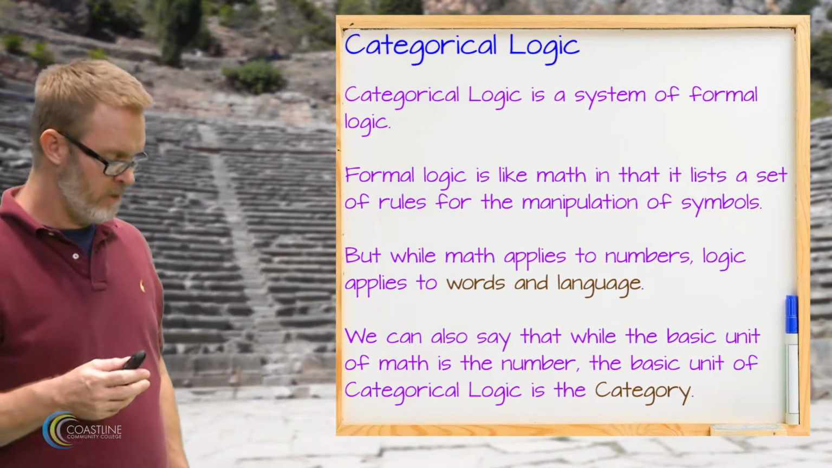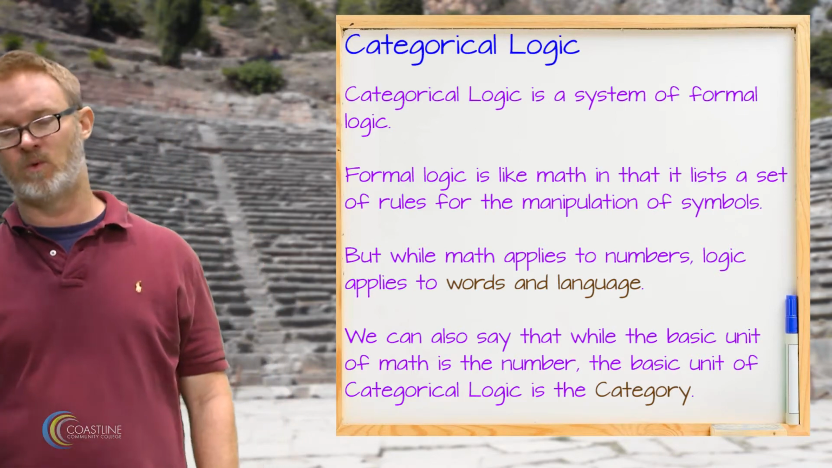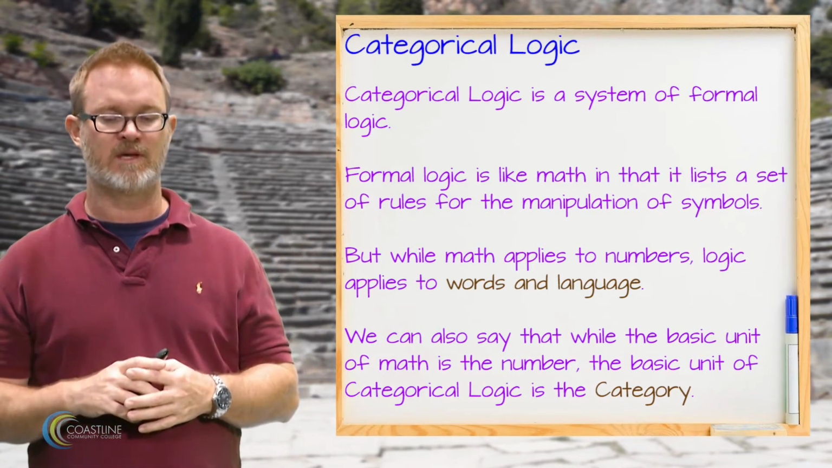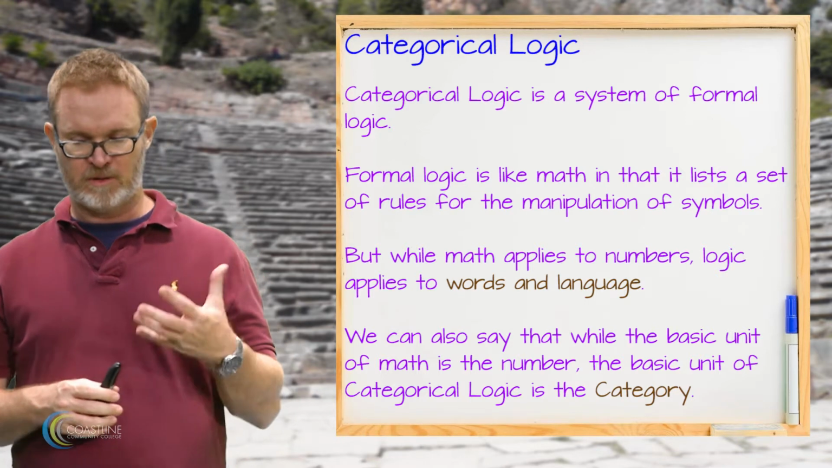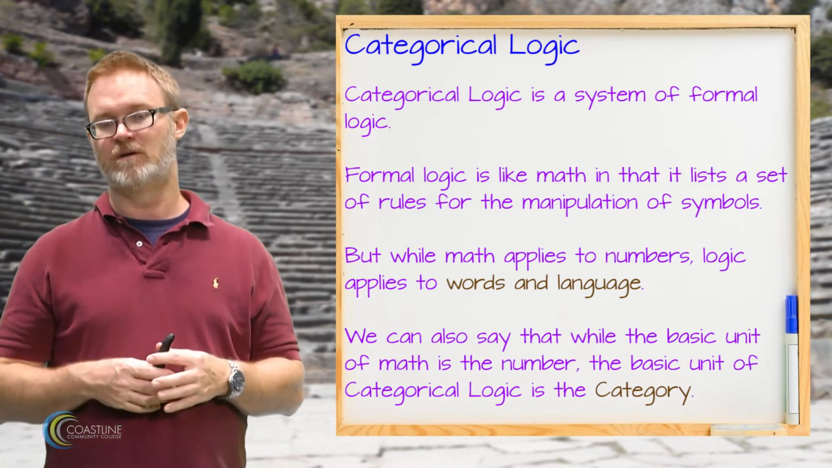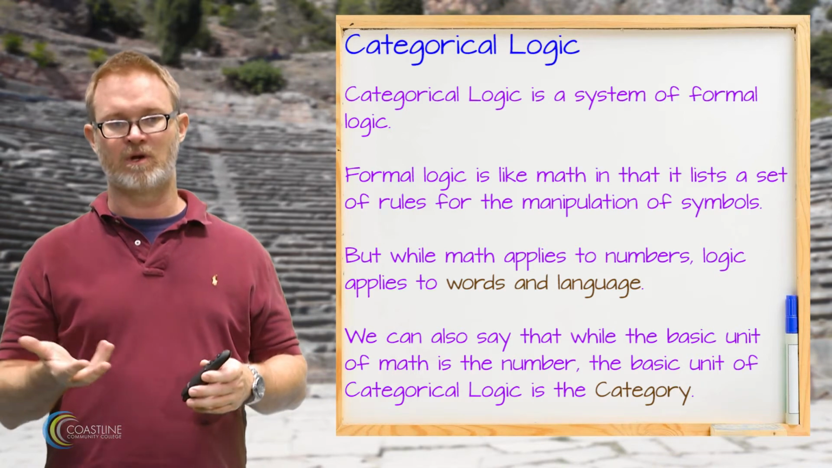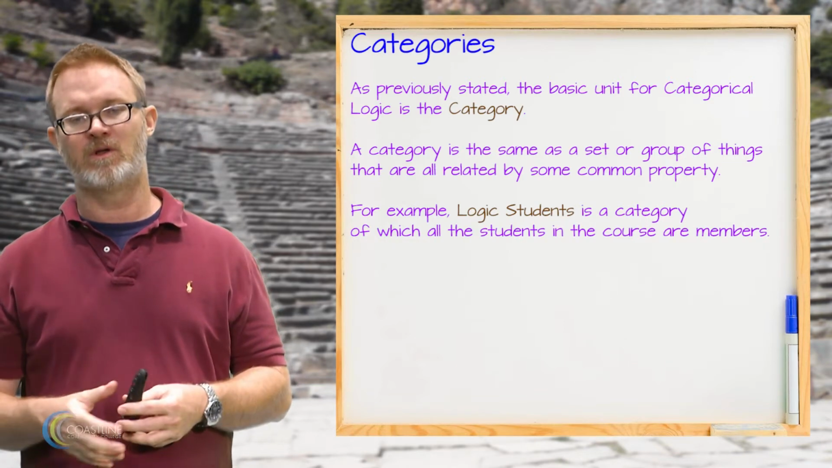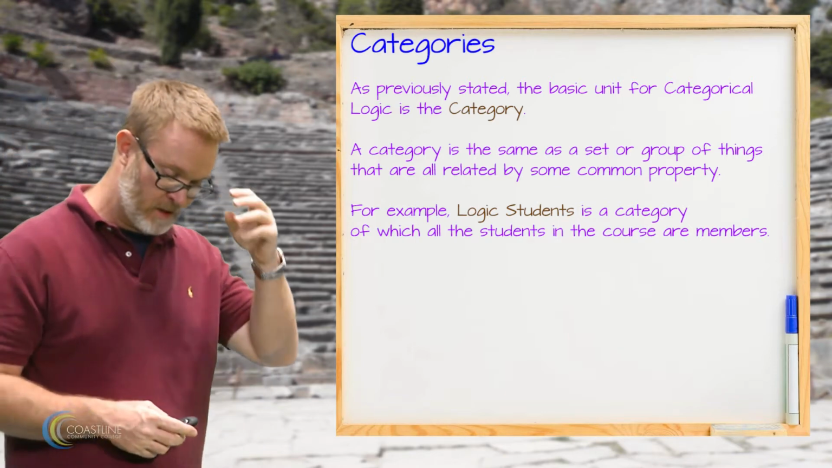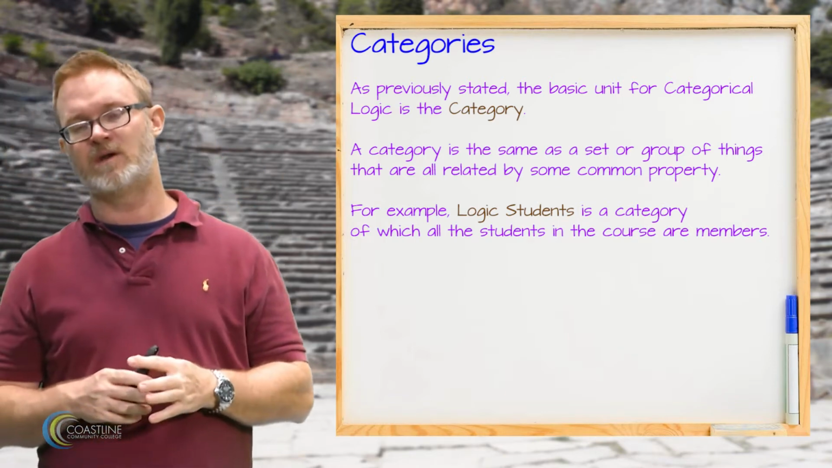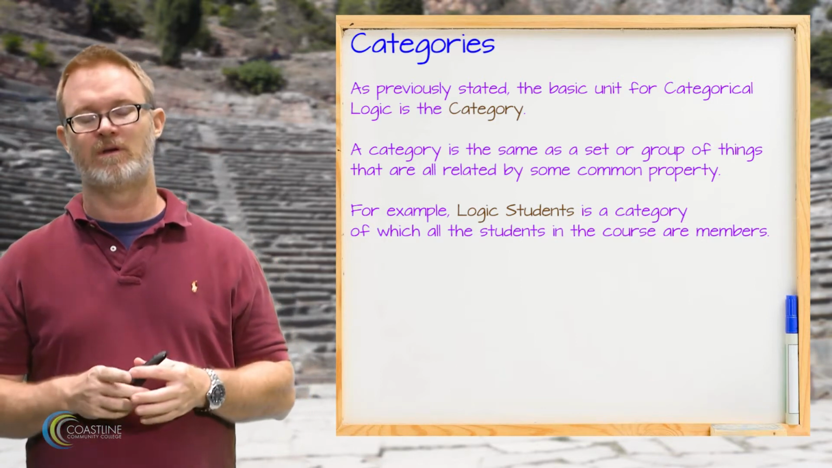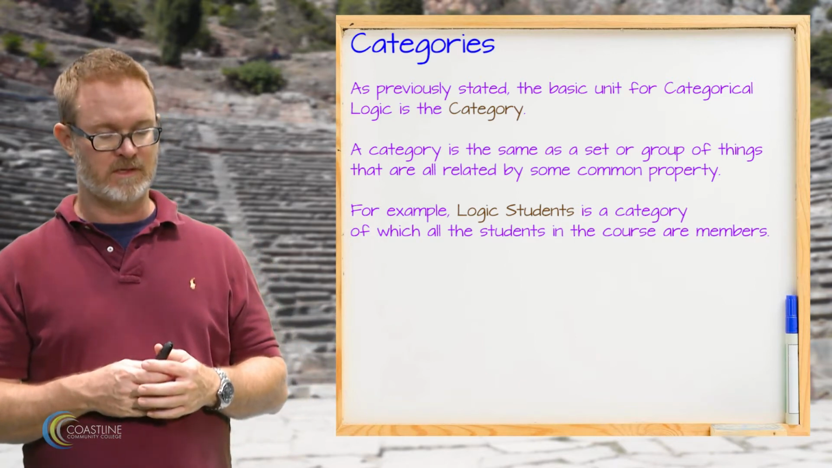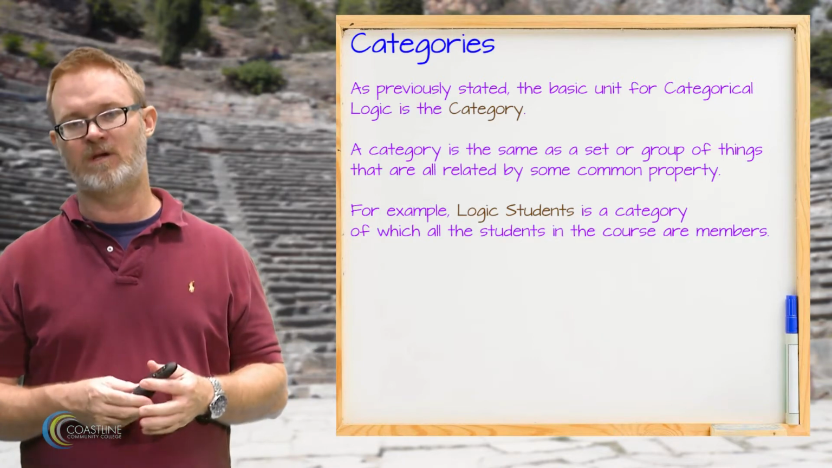Now, in particular, with the logic we're going to work on, the sort of basic unit or basic idea that's at the bottom of all of this, right? With mathematics, your basic unit is the number, right? And so you manipulate numbers. In categorical logic, you manipulate categories. Okay, so the basic unit is not number, but what we call a category. So a category is kind of like a set or a group of things that are all sharing some feature, like for example, logic students, right? That's a category that shares the property of being a student of logic, right?